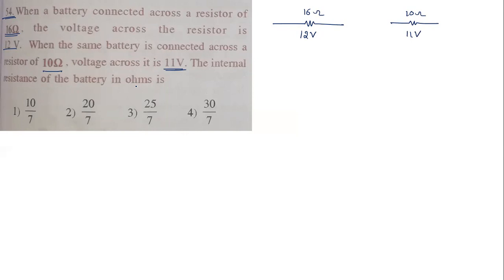We need to find out the internal resistance of the battery. EMF will remain the same, resistance will remain the same. Here also EMF will remain the same, resistance will remain the same. What is different here? The current is different. What is the current value?